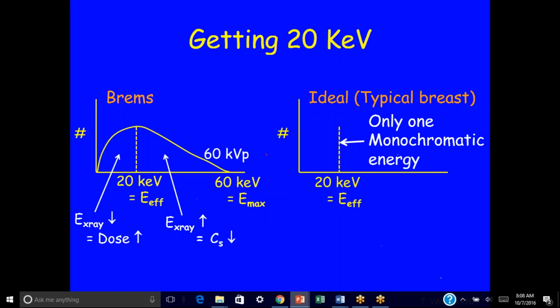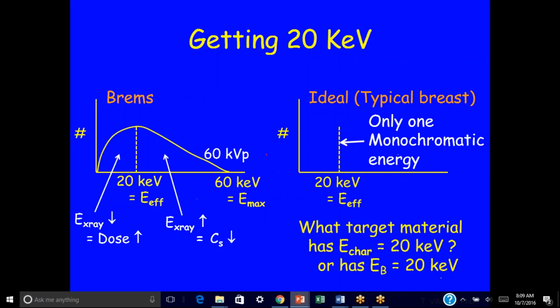So now the strategy is, well, let's see if we can find a material that at least concentrates more 20 keVs. How do you get a material that has characteristic radiation at 20 keV? Well, remember our discussion? If you want 20 keV characteristic radiation, then you've got to get a material whose binding energy is 20. Why? Because then electrons from infinity that fall all the way down to the K-shell, and if that K-shell has a binding energy of 20, out comes a monochromatic beam of 20 keV.